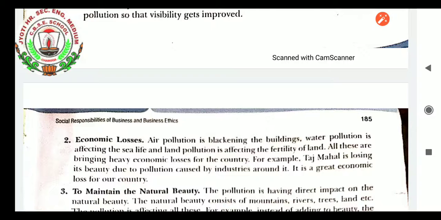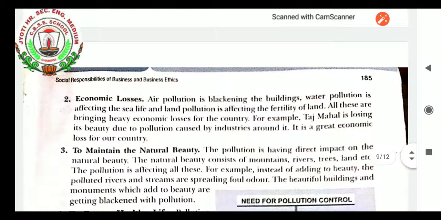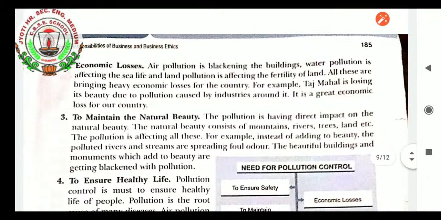Not only the loss of assets, but the loss of life is there. All these are bringing heavy economic losses for the country. For example, the Taj Mahal is losing its beauty due to pollution caused by industries around it. It is a great economic loss for our country. To maintain the natural beauty, definitely what is needed?